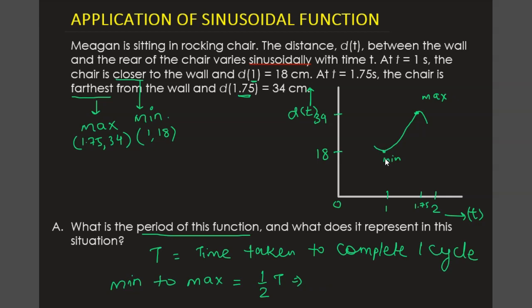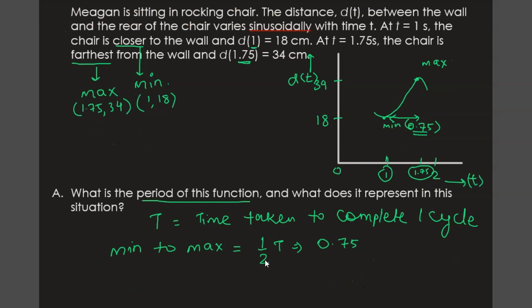So that means my min starts at 1 and my max is at 1.75. So the distance from 1 to 1.75 is 0.75, and this 0.75 is nothing but my half time period. However, I'm not looking for half time period, I'm looking for full time period. So full time period will be 0.75 multiplied by 2, which is 1.5. In this case, the unit is seconds because your time is in seconds.